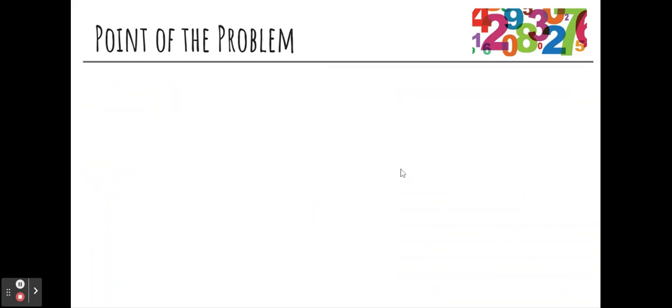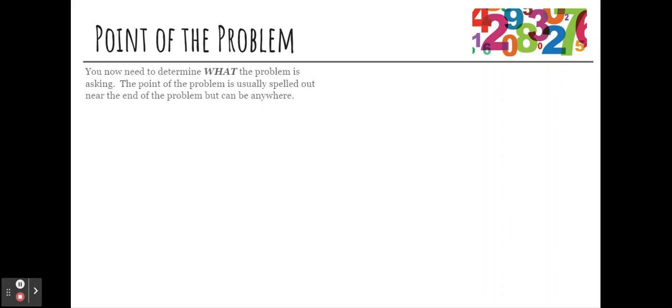Once I've used those units and added those variable symbols to my information, I need to figure out, well, what is the point of the problem? What is the problem asking me to find? It's usually spelled out specifically in the problem, either near the end or can really be anywhere in there.